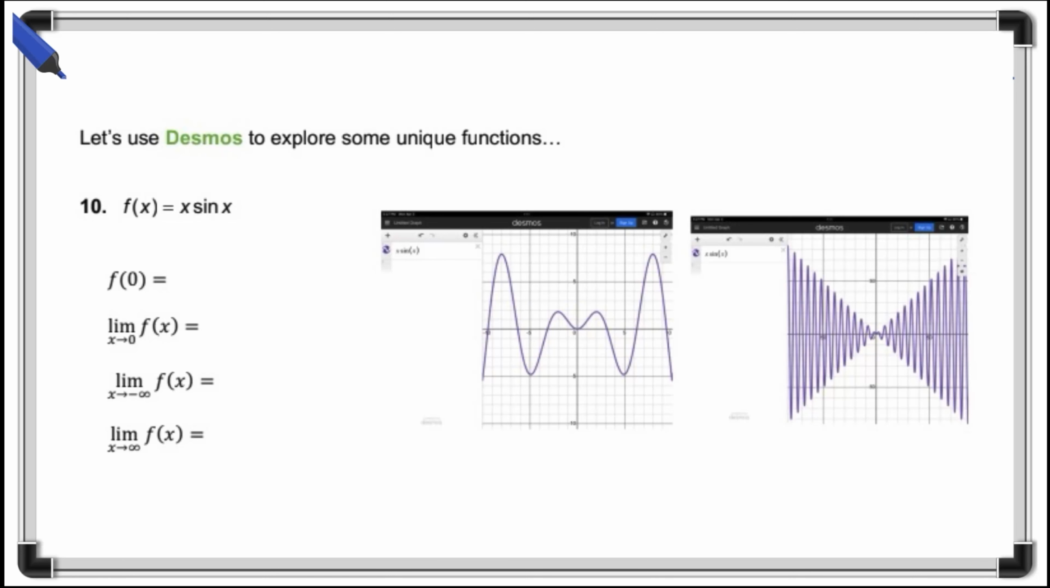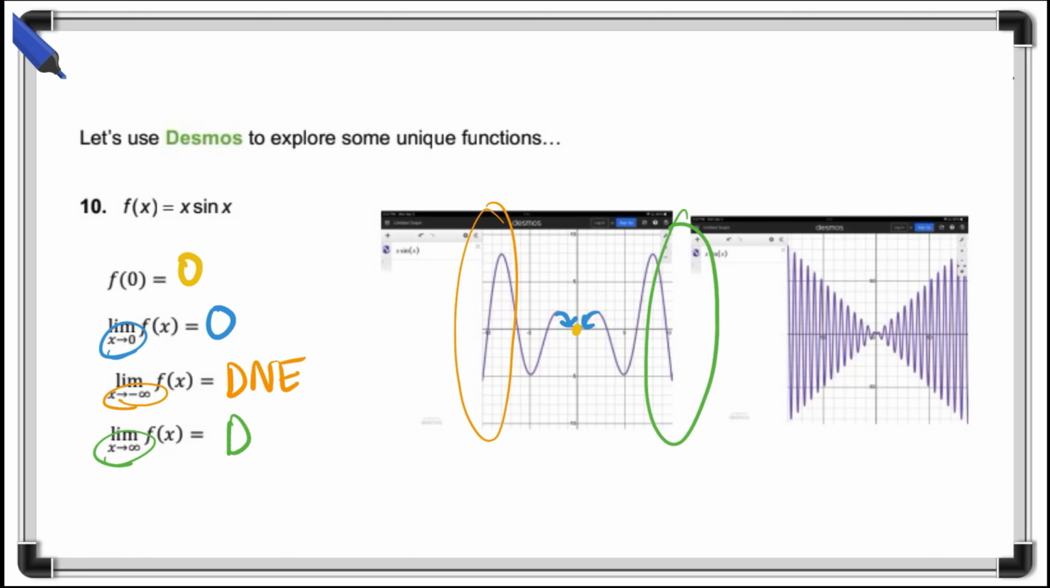Here we gave you some screenshots in Desmos so you can see how the function looks. Let's evaluate it. At f of 0, you have a y value of 0. For the limit as x approaches 0, you have to look at the left-hand side and right-hand side. Do they approach the same value? Yes, they do, at 0. And then the limit as x approaches negative infinity, again the left-hand side, you've got varying values, right? So it does not exist. As x approaches positive infinity, the right-hand side, same thing, does not exist because those values are going to change.